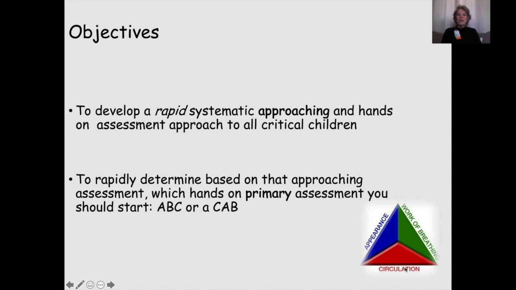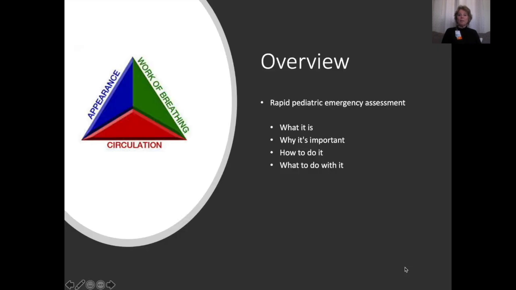So our objectives today are to develop a rapid, systematic approach and hands-on assessment for all critically ill children, and to rapidly determine, by that Pediatric Assessment Triangle or approaching assessment, what our primary hands-on assessment is going to be. So for our overview, we're going to discuss the pediatric emergency assessment. We'll talk about what it is, why it's important, and how to do it.